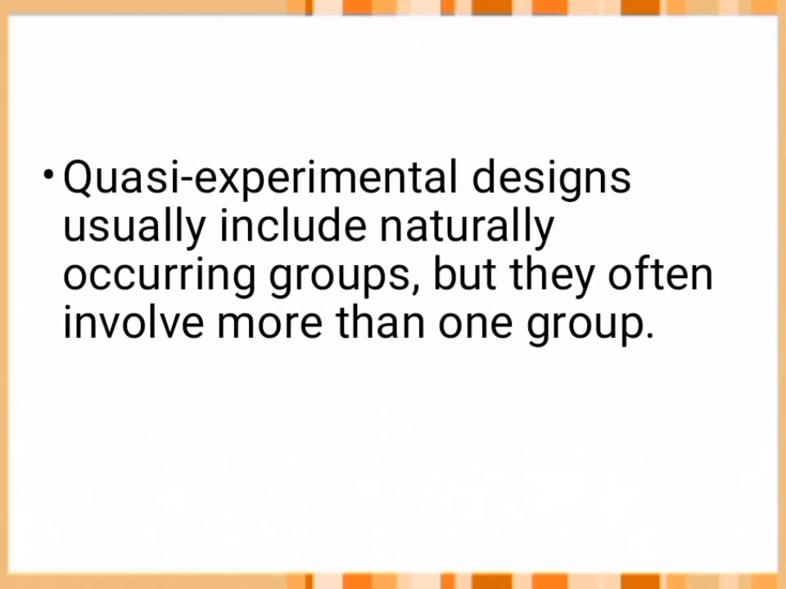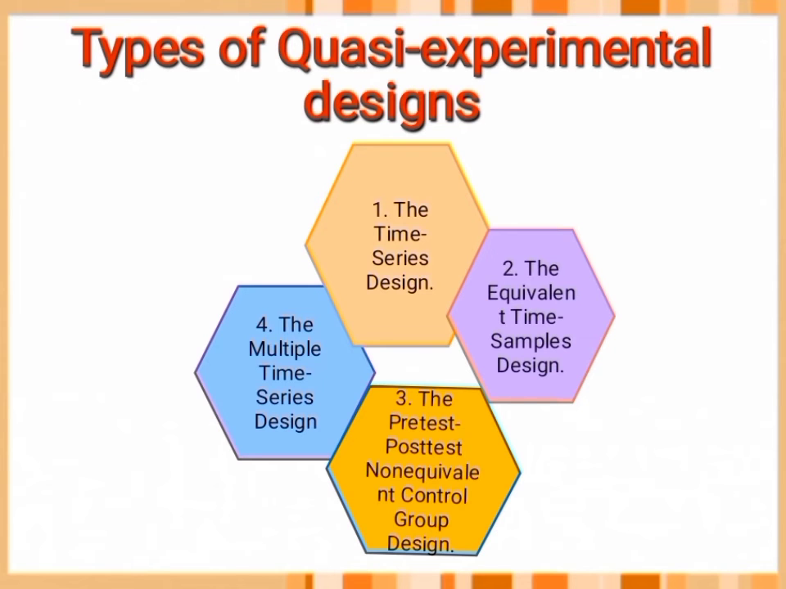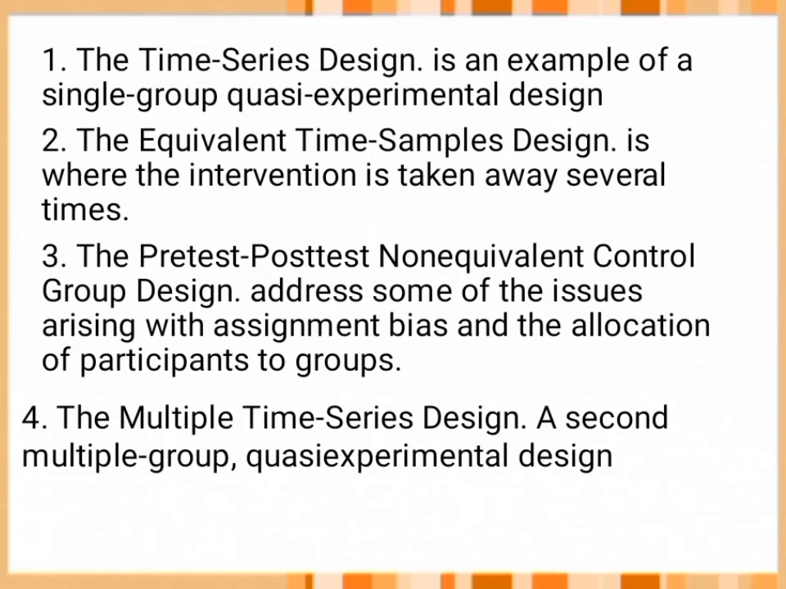Quasi-experimental designs usually include naturally occurring groups, but they often involve more than one group. Types of quasi-experimental designs. 1. The time series design is an example of a single group quasi-experimental design. 2. The equivalent time samples design is where the intervention is taken away several times.